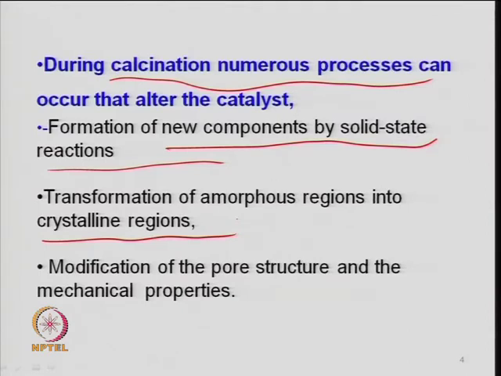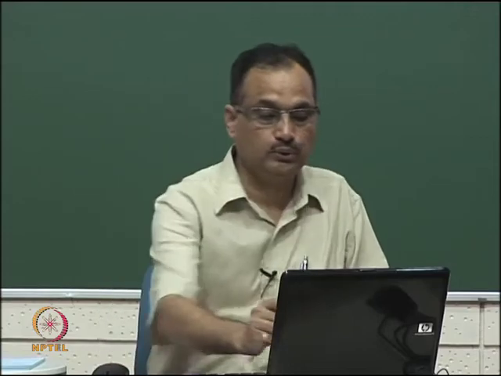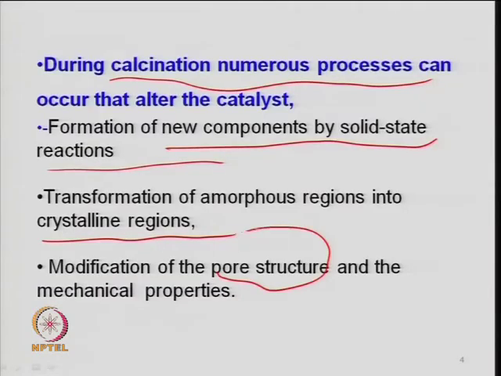Very important is the modification of pore structure and the mechanical properties. As I said, depending upon temperature and time, there may be a solid reaction and the pores may get narrowed down. So your porosity is decreasing, but mechanical strength may be improving. You have to tune these two in terms of structure. When the structure is highly porous, strength is poor, and the particle may crumble during handling. You do not need those kinds of pellets, because they become very difficult to handle during a catalytic reaction.